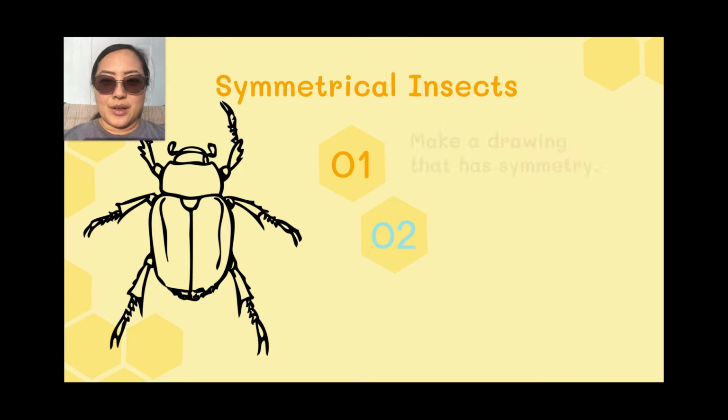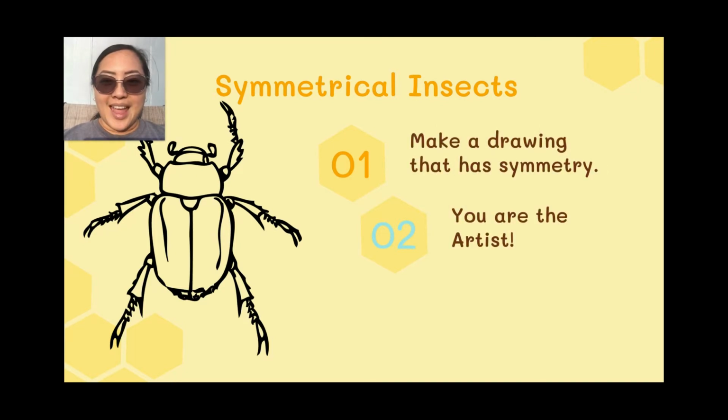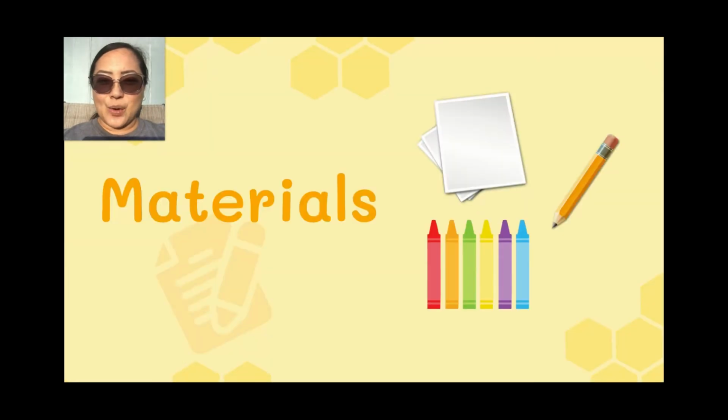So today, we're going to be making a drawing that has symmetry. And I want you to remember that you are the artist. So I'm going to show you some ideas, but because you are the artist, you can make any changes that you want or add any details that you want. For today's activity, you're going to need paper, crayons, and a pencil. Pause this video as you go gather those things now.